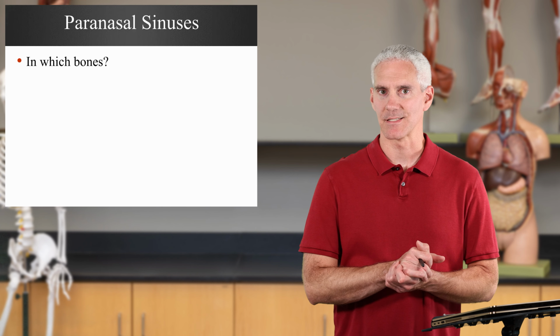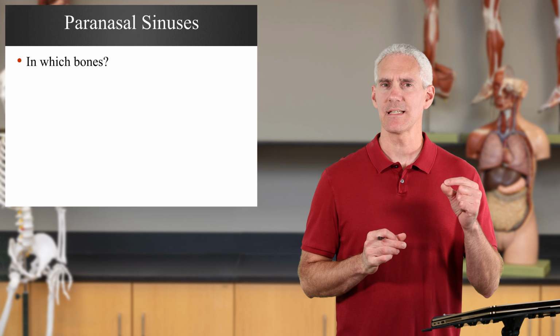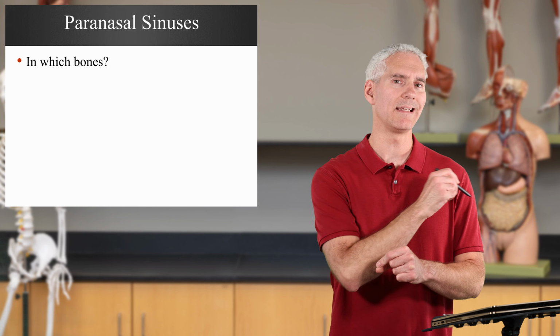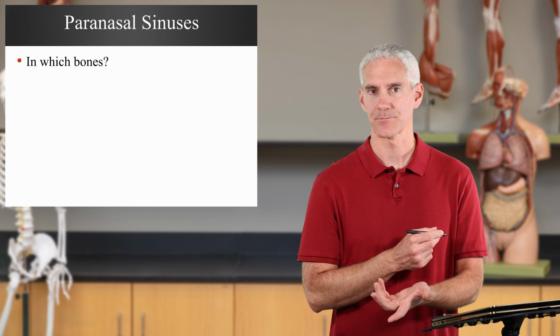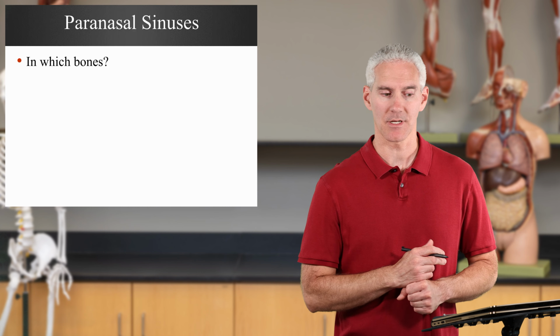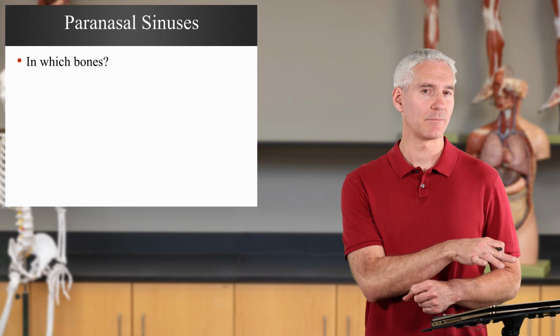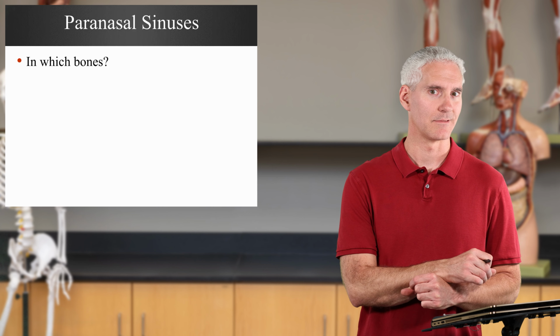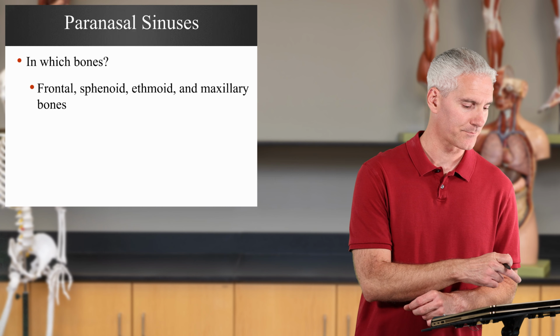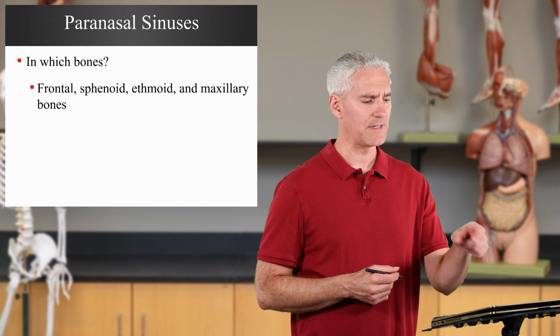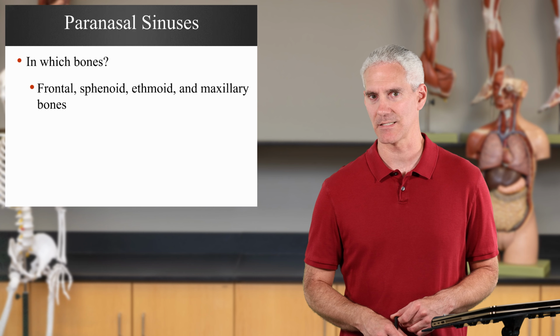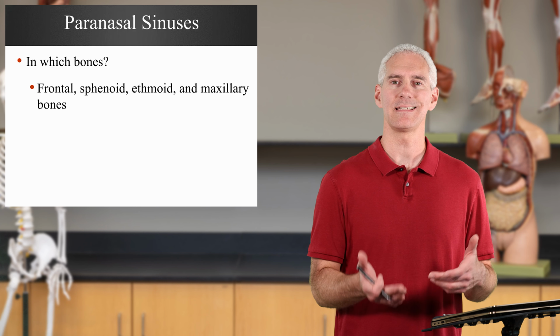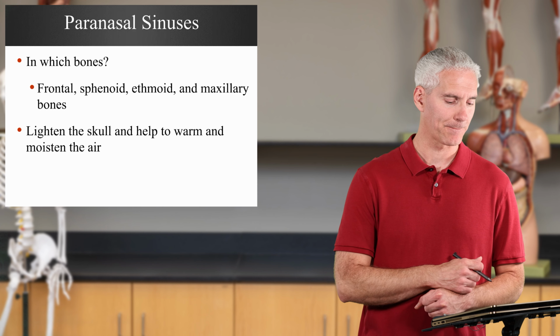All right, sinuses. Now, this is the same thing we talked about back in AP1 in the skeletal chapter with the skull. Where are the sinuses in your skull? Think of this one back to which bones. Now, looking at a couple different bones here. Looking at the frontal, the sphenoid, the ethmoid, and the maxillary bones, all containing these sinuses.